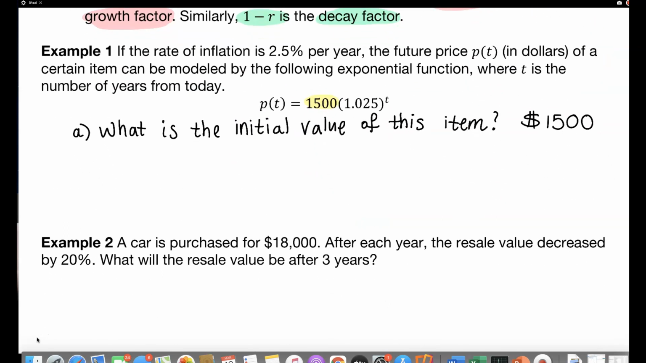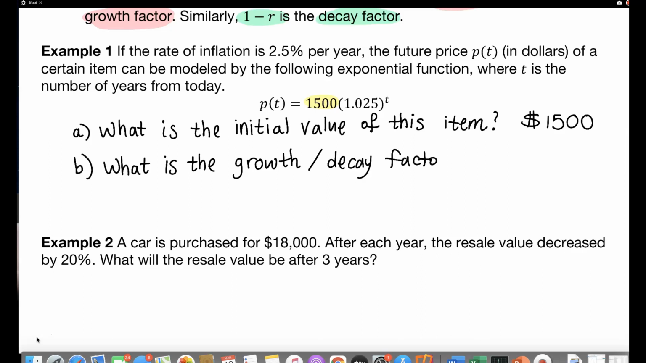How about this? B. What is the growth or decay factor?